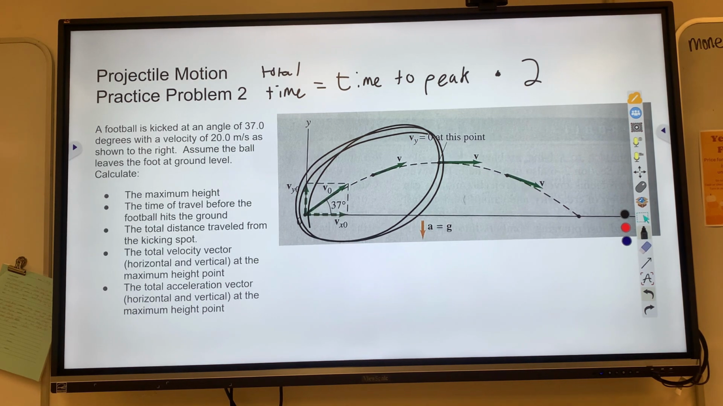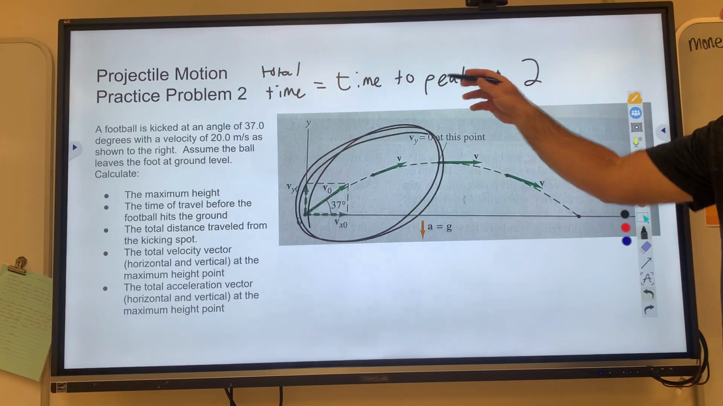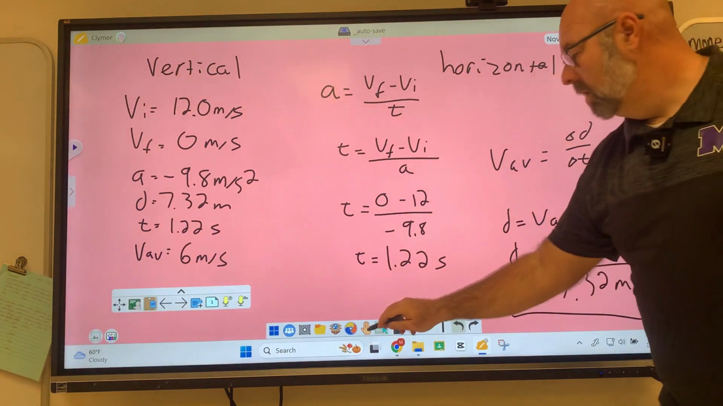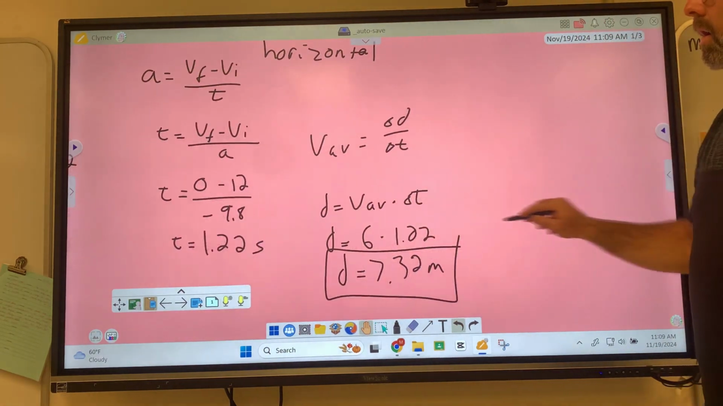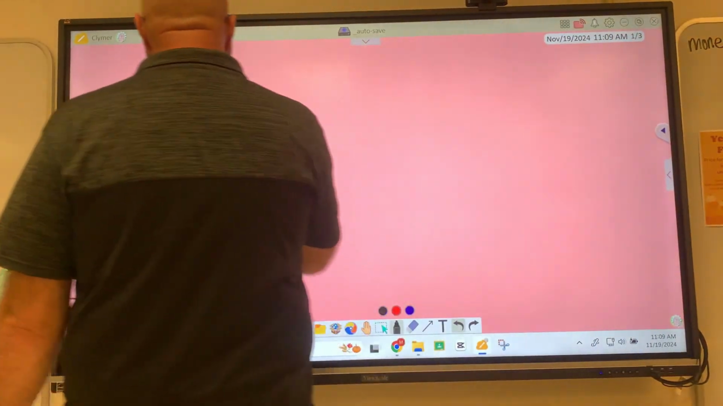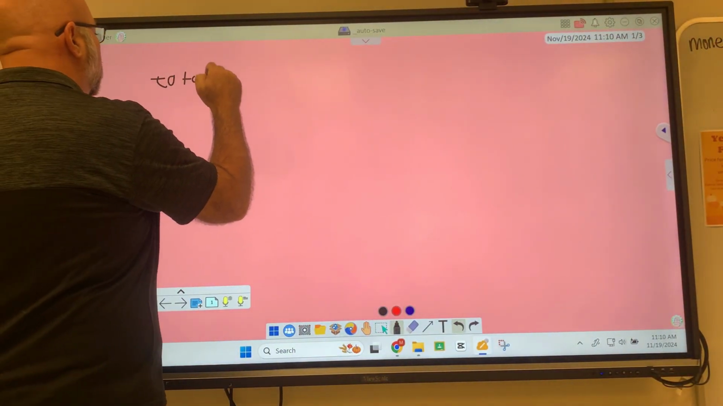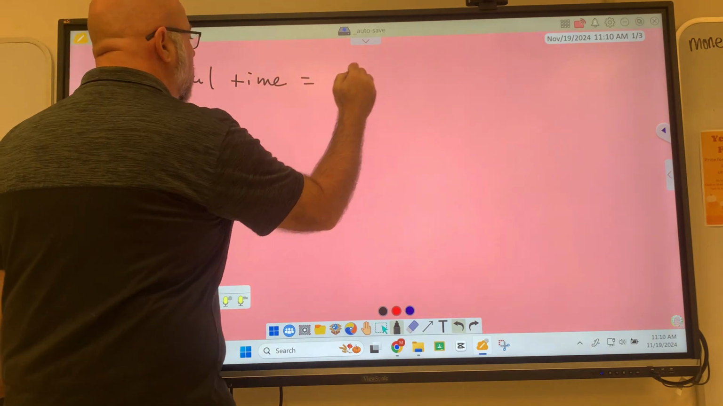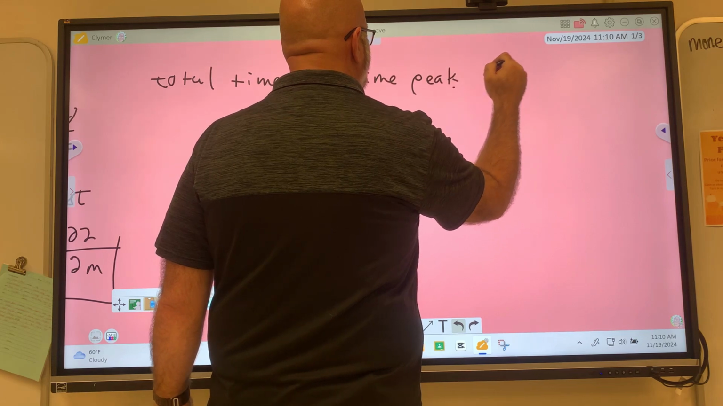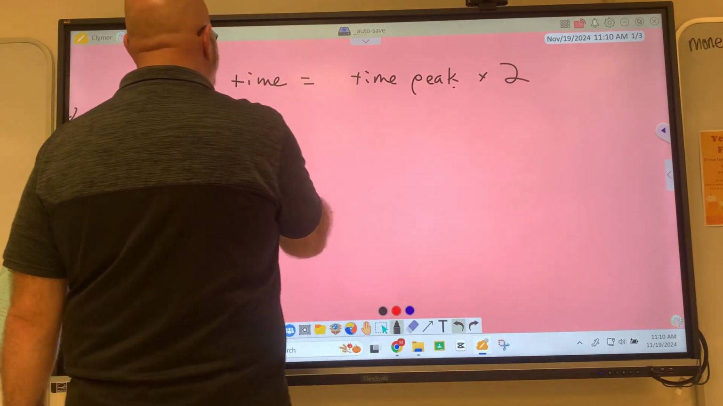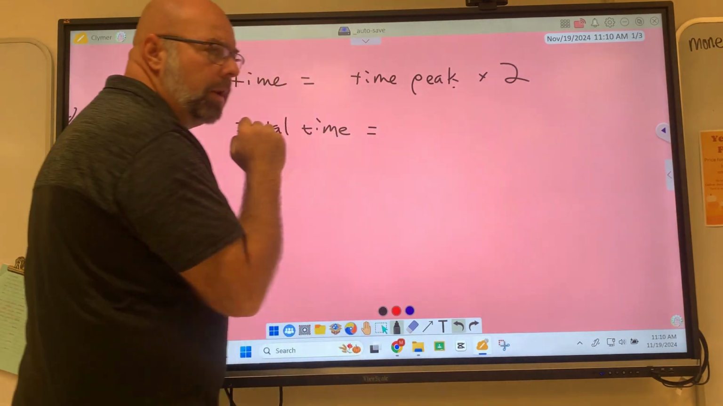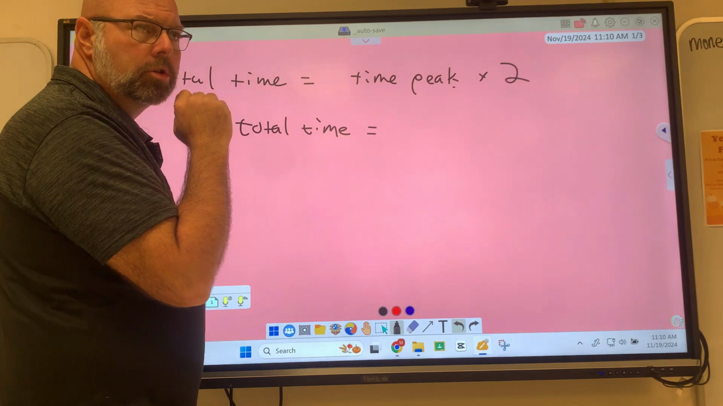So what's our total time for the projectile? Let's go back. Total time is the time to peak times 2. So 1.22 times 2 is 2.44.